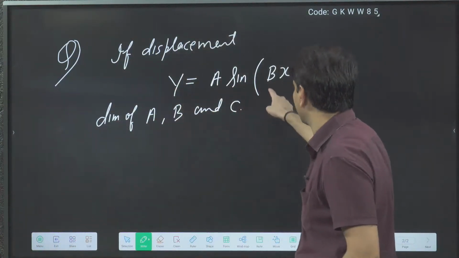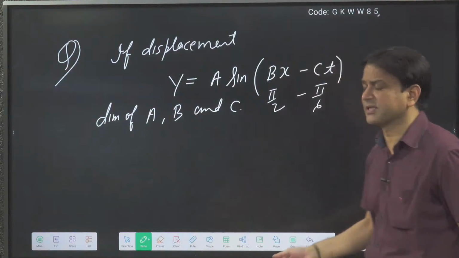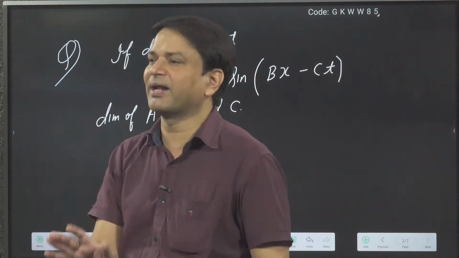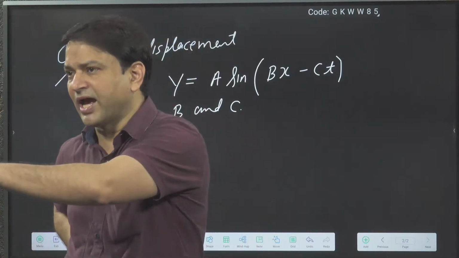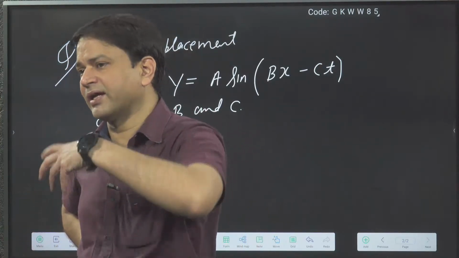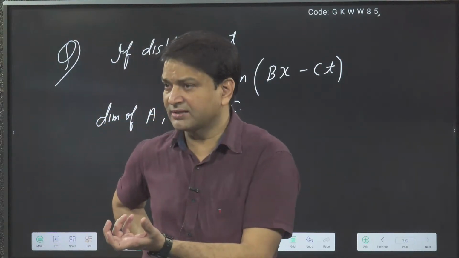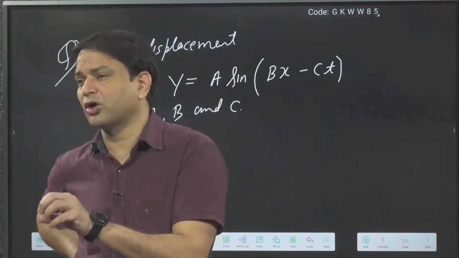Like bx is suppose pi by 2, ct is pi by 6. So both are representing the angle. Angle minus angle, don't say dimensionless. Angle minus angle, what you will get? Angle. So bx is the angle, ct is the angle, and we know that angle is dimensionless. So I can say what? Bx is dimensionless as well as ct is dimensionless. This everybody got or not?